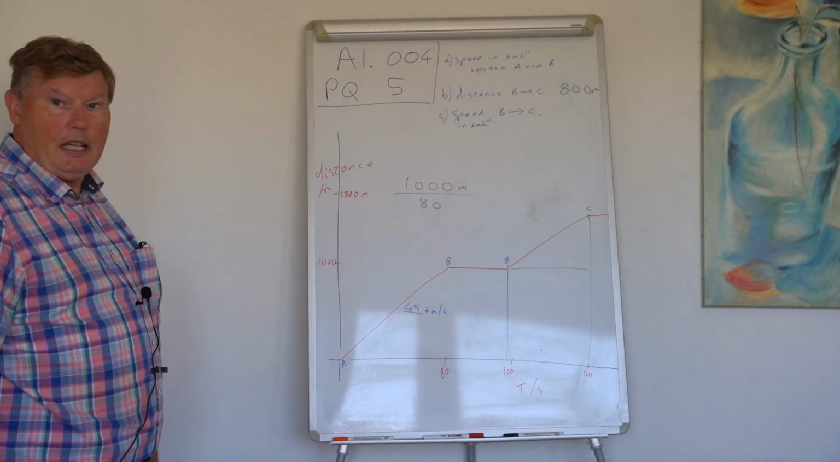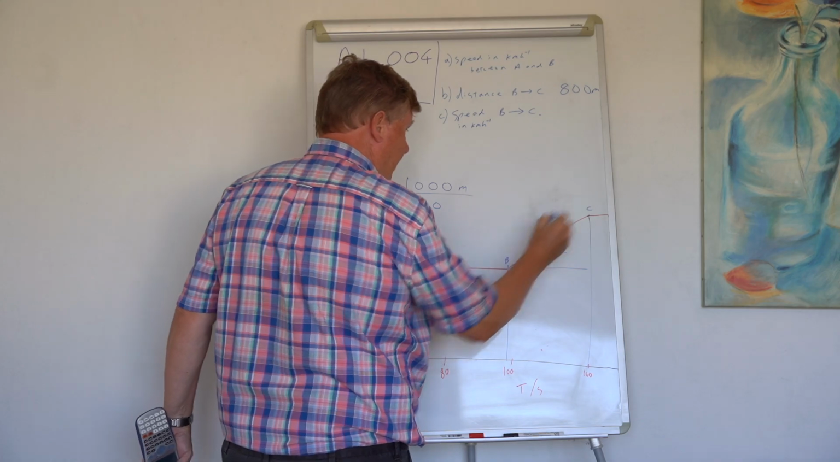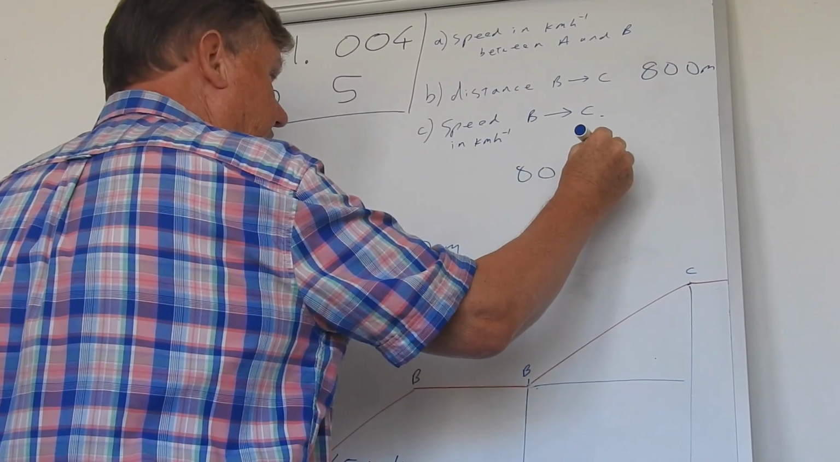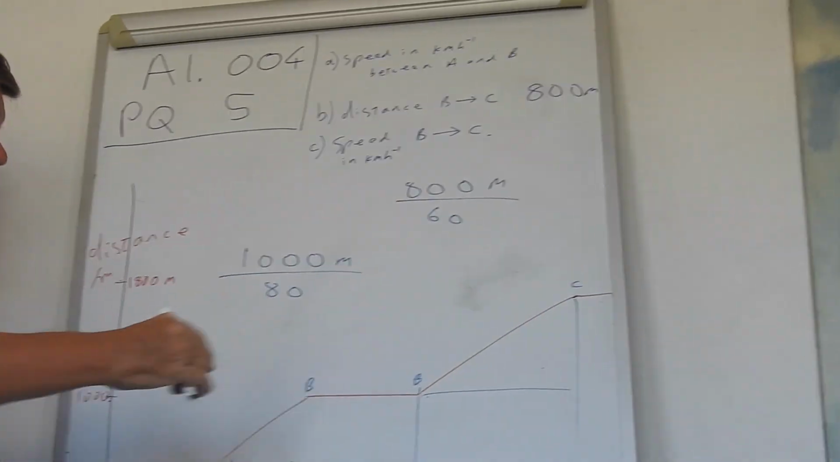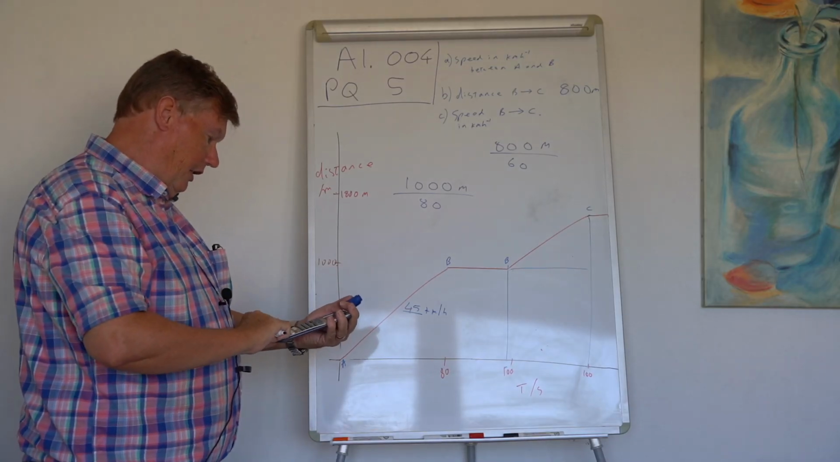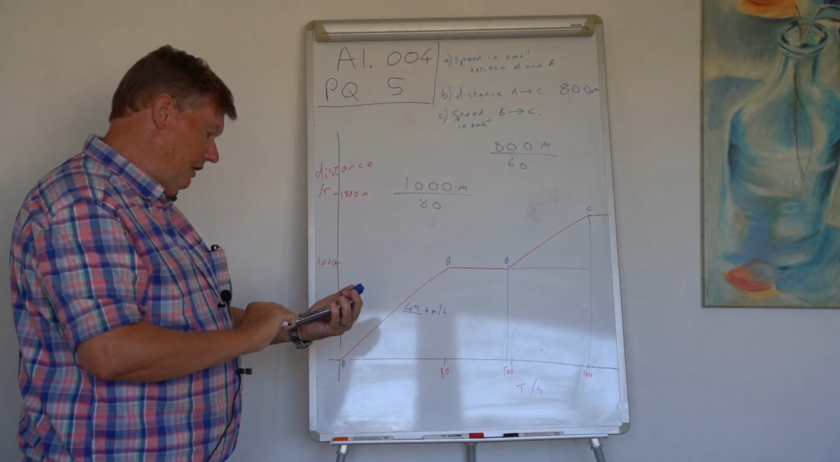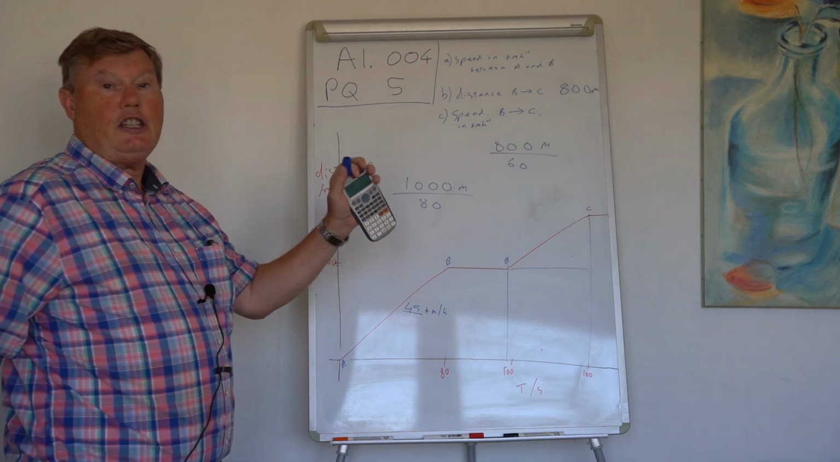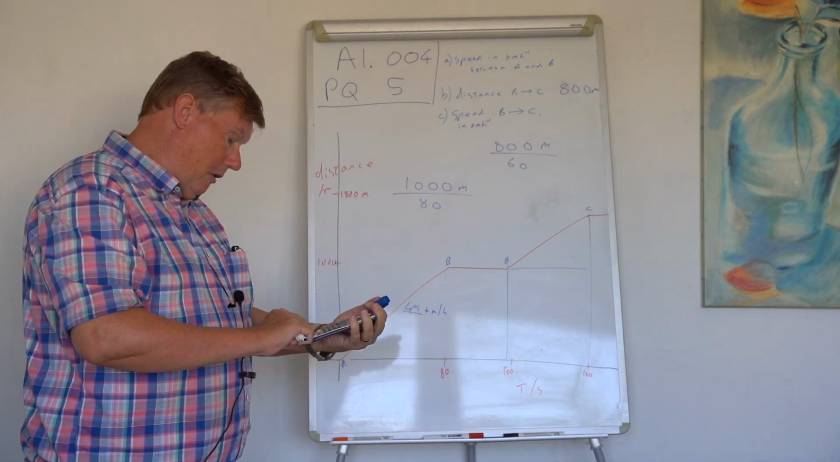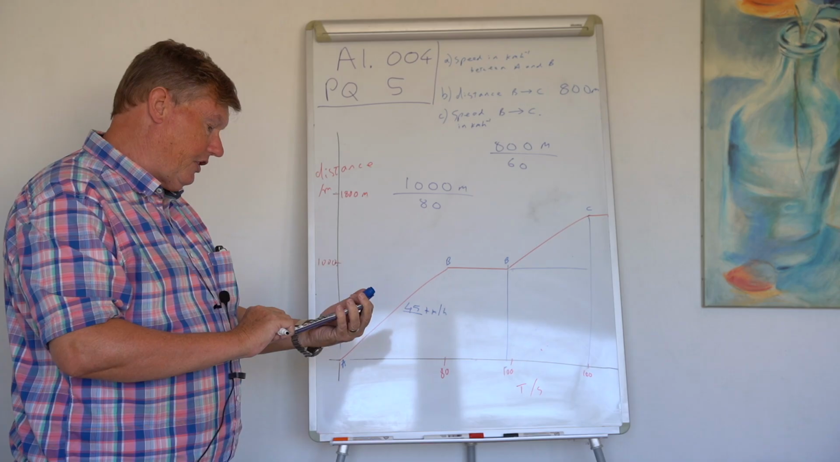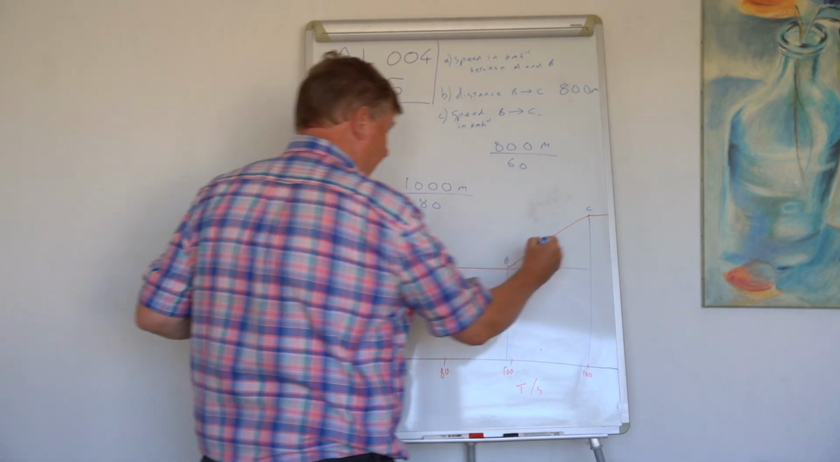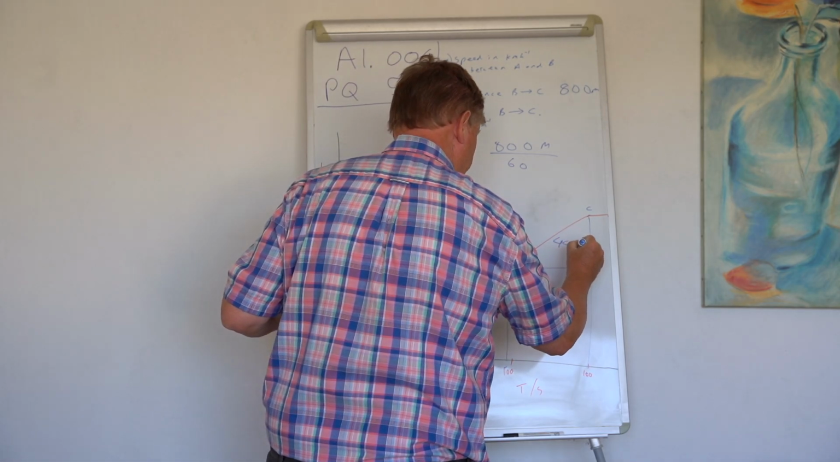Part C, the speed from B to C. The distance from B to C is 800 metres and it took 60 seconds. So we go 800 divided by 60. That gives us 13 1/3 metres per second. We multiply by 3.6 to turn it into kilometres per hour. So that is 48 kilometres per hour.